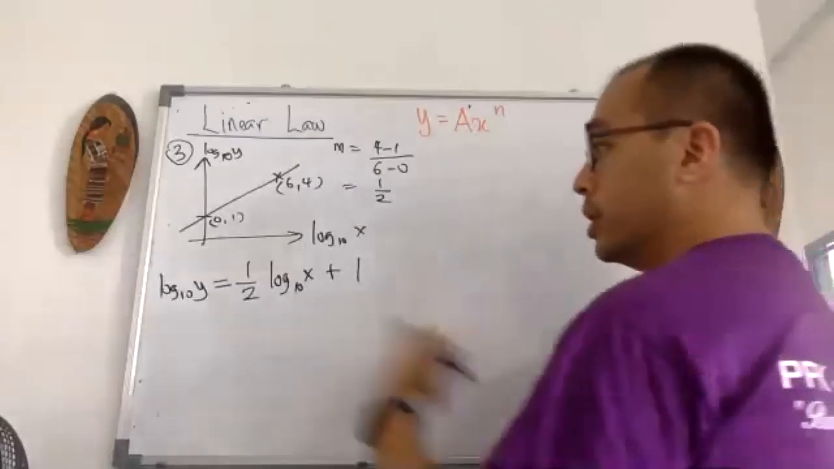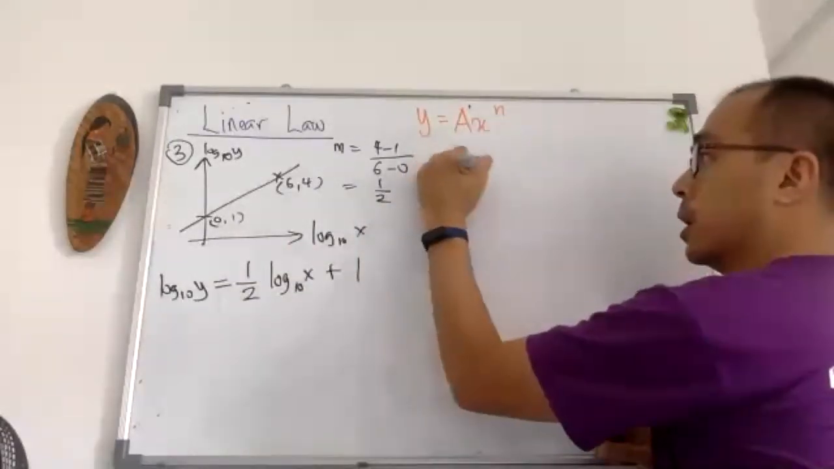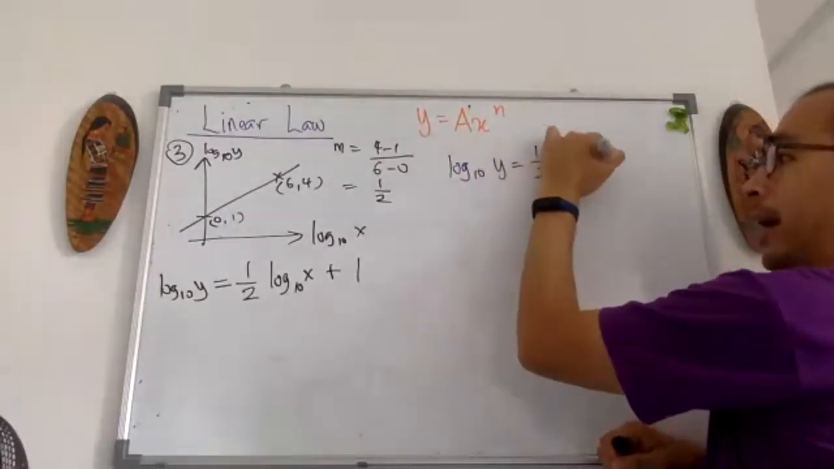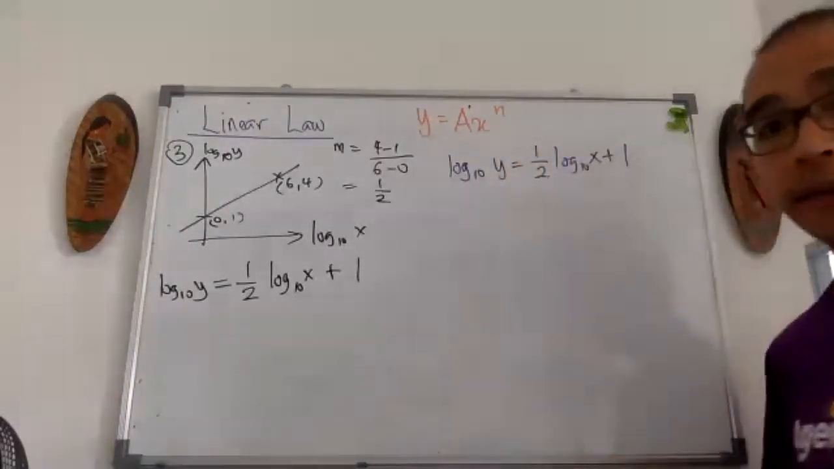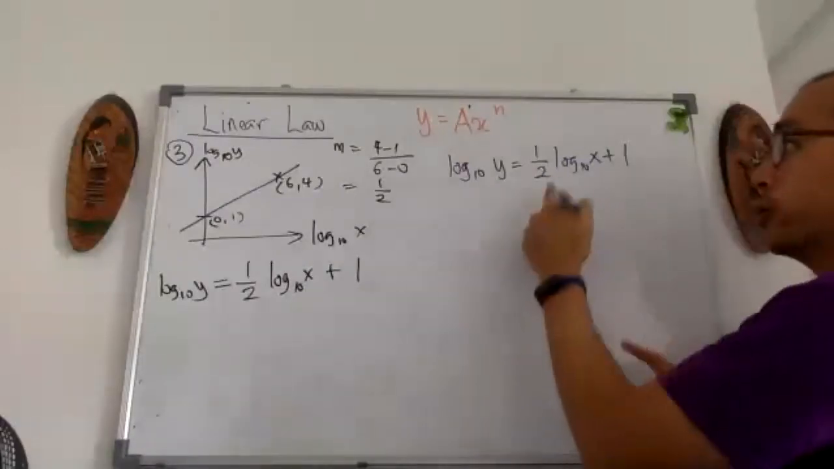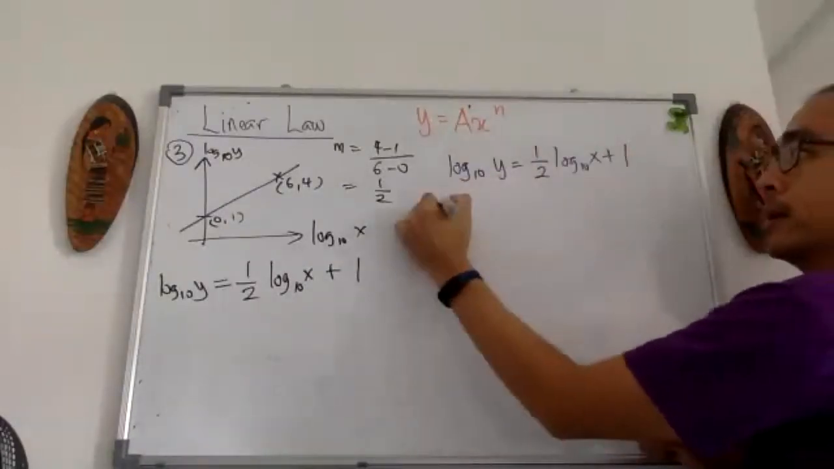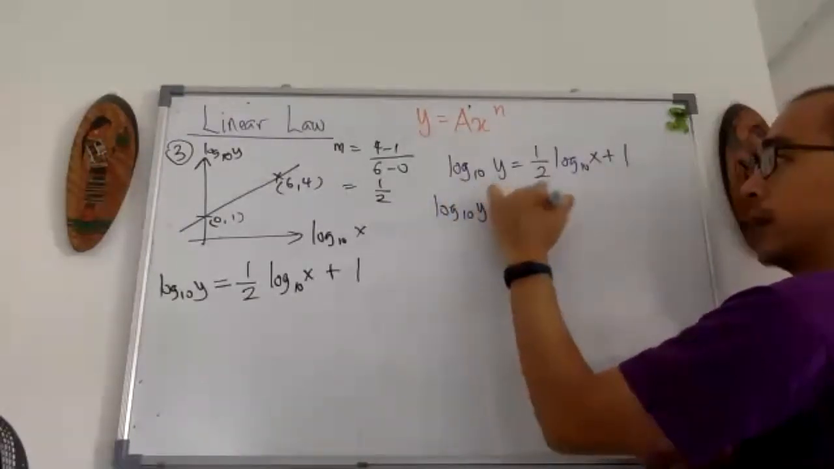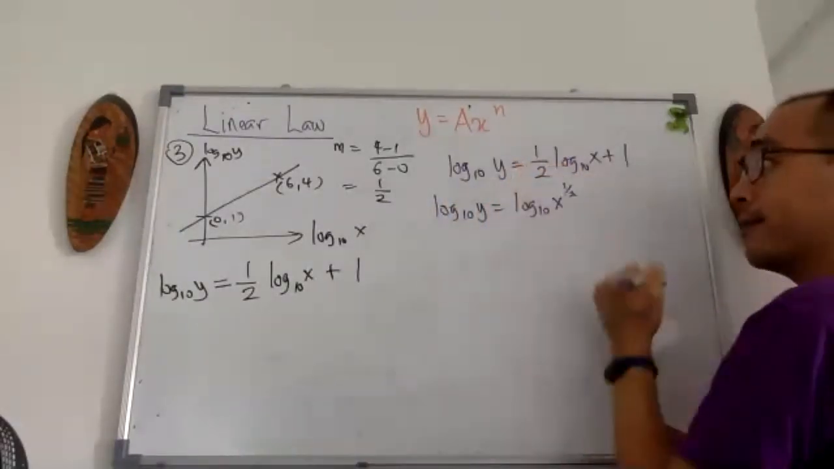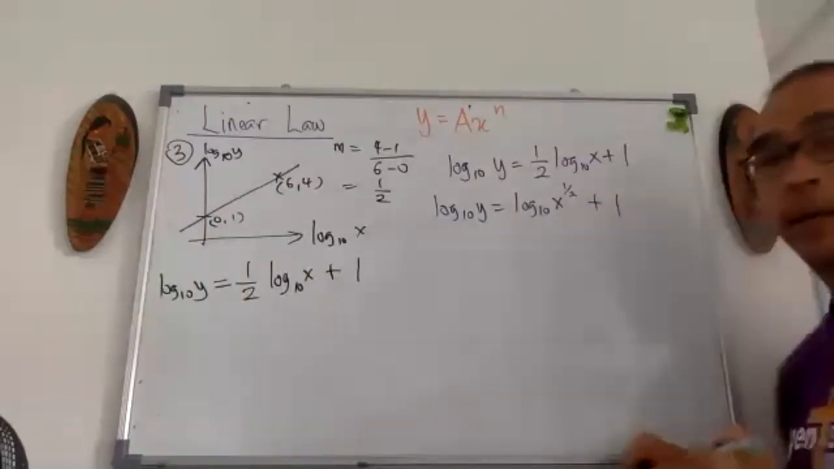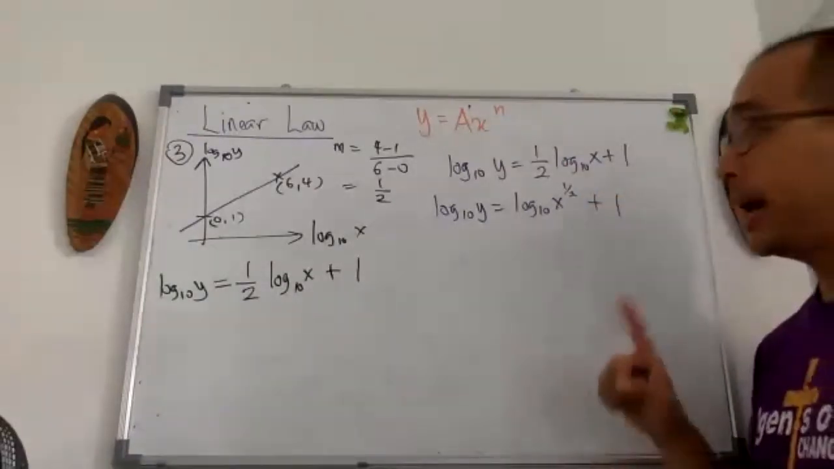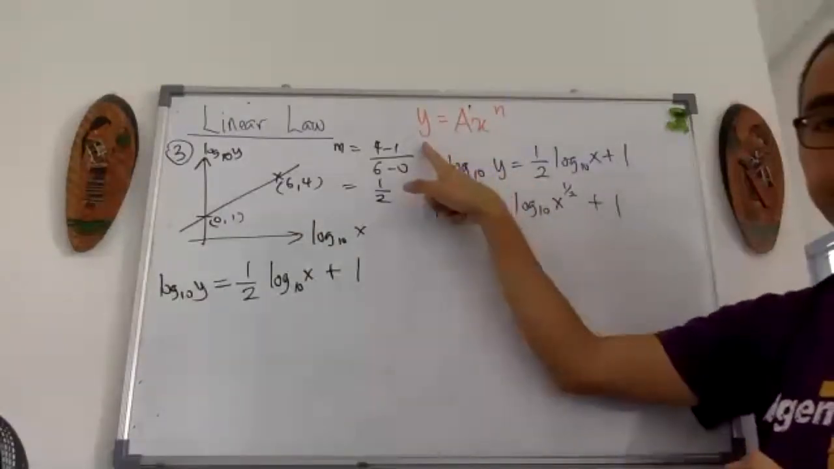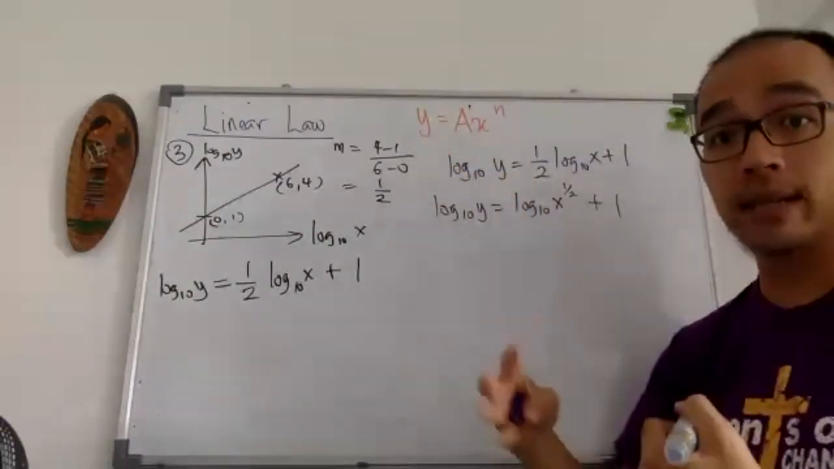Okay, so in order for me to do this, log 10y equals half log 10x plus 1. The first thing I need to do is bring this half up top. So log 10y equals log 10x to the power of half, plus 1. Then I want to change from log 10y to y. I want to remove the log 10 now.